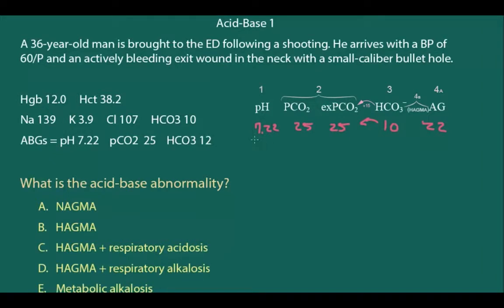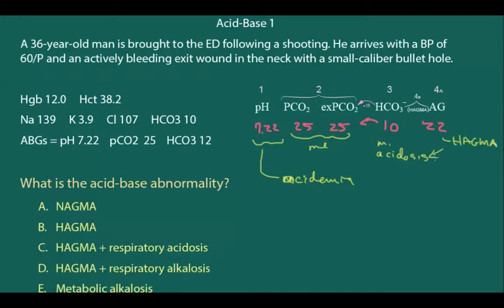Starting from the left and moving right, we do an evaluation. Primary metabolic disorder is acidemia. PCO2 is simply reacting. It's the same as expected. So it's simply reacting to the bicarb. We can ignore it. Bicarb is 10. There's a definite metabolic acidosis. Anion gap is 22. There's a definite HAGMA.